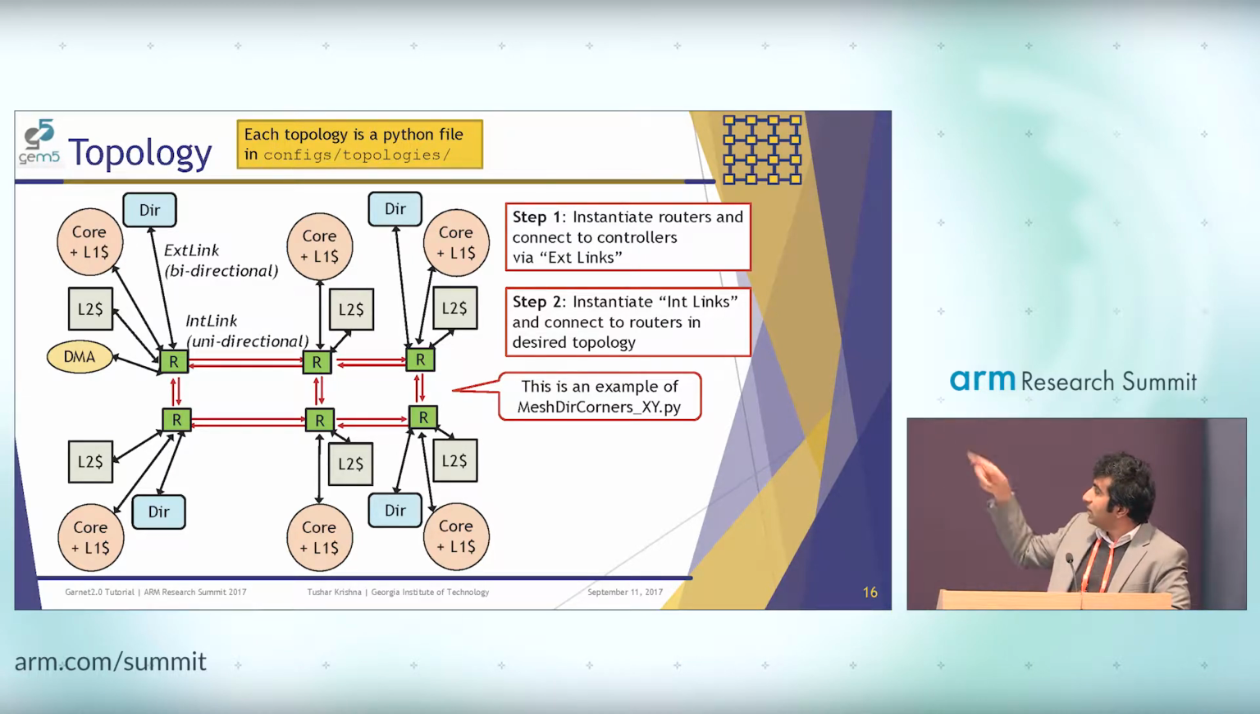As an example, these are unidirectional in the topologies in Garnet. So you have a link that connects this router to this, and so on. So from west to east, east to west, south to north, and north to south. So what we've created is a mesh topology. And this is actually the mesh dire corners topology file in the code base right now. I'll mention why we have the XY there. And so what you notice is there are 4 directories in the system, 4 memory controllers, which we've connected to the corners through these external links, and internally it is a mesh.